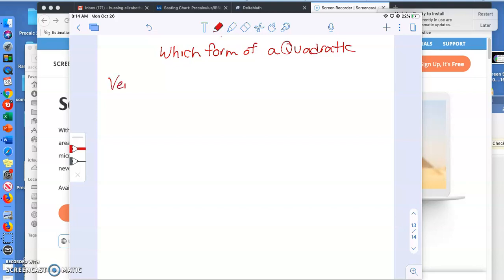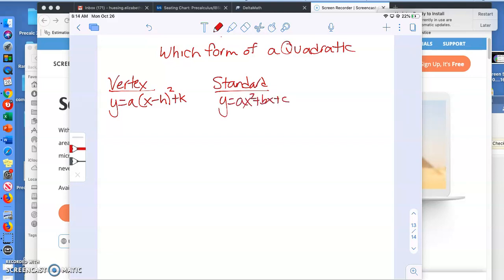We have vertex form, which was y equals a, x minus h squared plus k. We have standard form, y equals ax squared plus bx plus c. And then we have intercept form, which was y equals a, x minus q, x minus p. And we spent a couple days going back and forth for these.